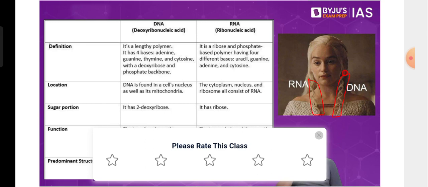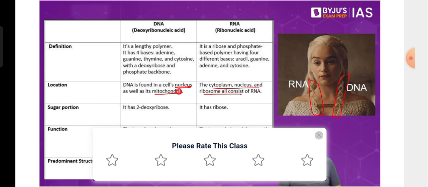Now, the second difference, as I told you, is the location. In case of DNA, largely it will be found inside the nucleus of the cell, whereas RNA will be found in various different parts of the cell. So that's the basic difference in the location. Also found inside the mitochondria. We'll discuss why inside mitochondria later, perhaps not today, but in tomorrow's class. But this is also what we see.